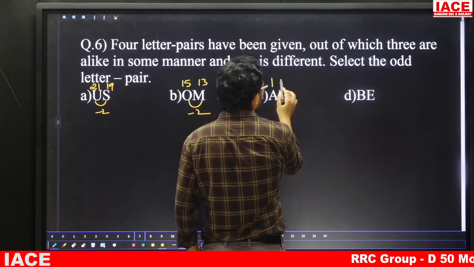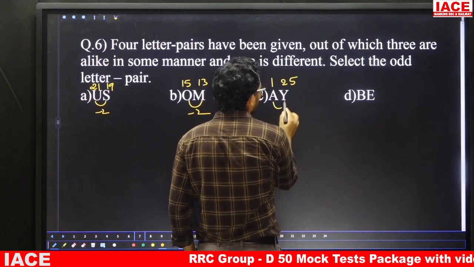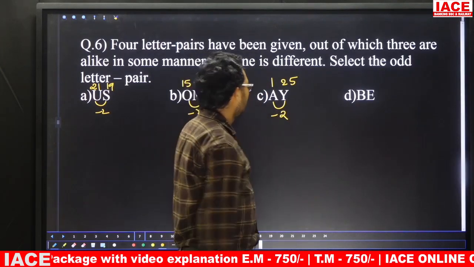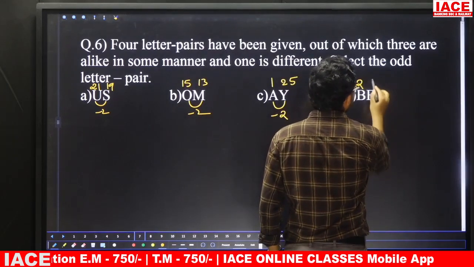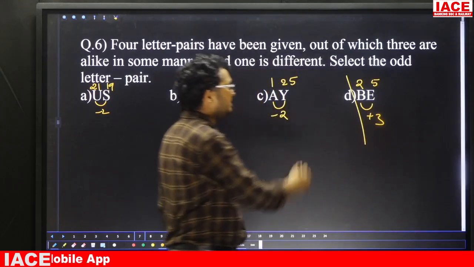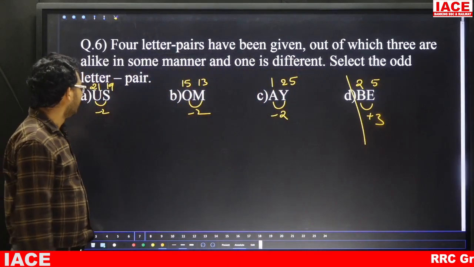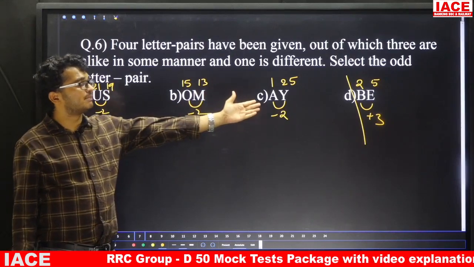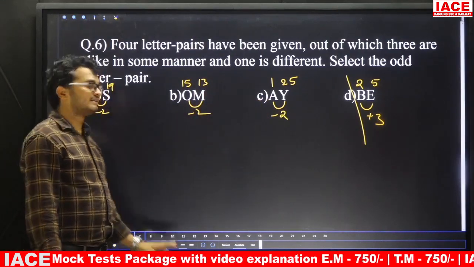A's position value is 1, Y's position value is 25. Now, A minus 1 is Z, minus 2 is Y. Now, B's position value is 2, E's position value is 5. Here it is plus 3. So which of the following is different? The answer is option D. From the first letter to the second letter it is minus 2, but here we are getting plus 3, so that one is different.